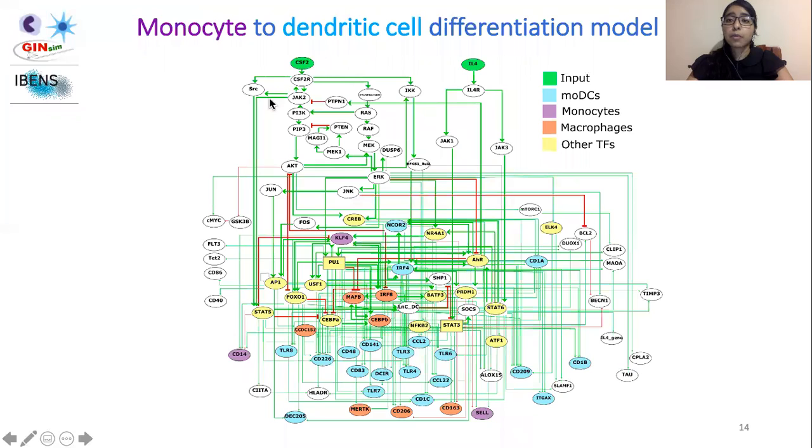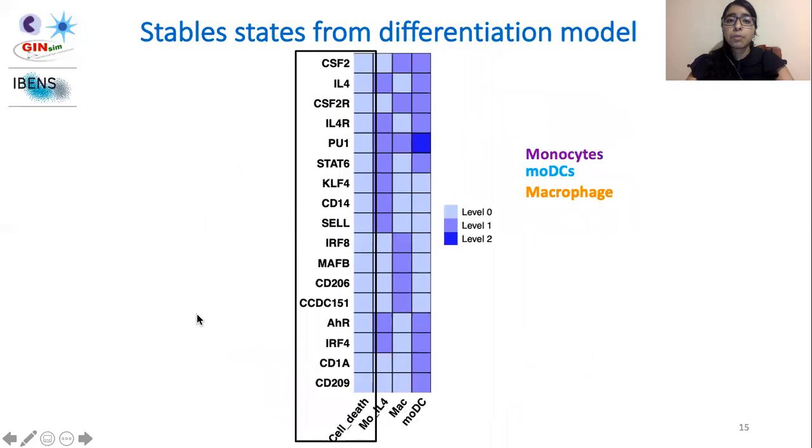Putting this together, we completed our model, having CSF2 and interleukin-4 as inputs, the 4 signaling cascades, and now our transcription factors exhibit several target genes. The purple nodes are specific for the monocytes, the orange nodes are specific for the macrophages, and the blue nodes are specific for the dendritic cells. We performed several analyses with our model.